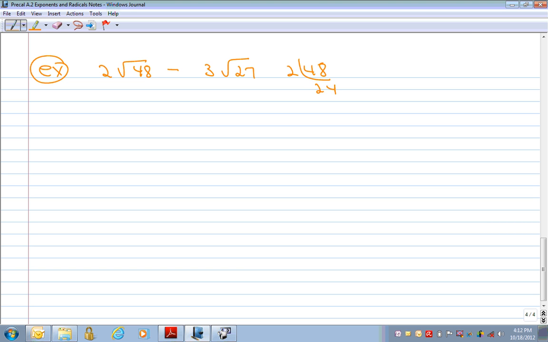2 would make this 24. Divide by 2, I would get 12. Divide by 2, I would get 6. Divide by 2, I get 3. Since it's a square root, I'm looking for pairs. I got a pair of 2's, and I got another pair of 2's. So that 2 comes out of the house. That 2 comes out of the house. If I multiply them together, I get 4 out of the house. This 3 doesn't have a friend. He stays home. So I have 4 root 3, which is the same as the square root of 48.